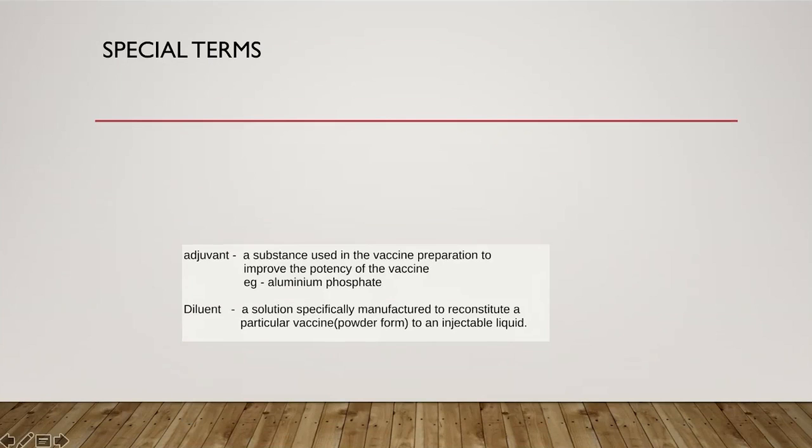Then what are adjuvants and what are diluents? An adjuvant is a substance used in the vaccine preparation to improve the potency of the vaccine. Right? The common adjuvant used is aluminum phosphate, and it will increase the potency of the vaccine. A diluent, on the other hand, is a solution specifically manufactured to reconstitute a particular vaccine which comes in a powder form. Okay, so when you reconstitute it using a diluent, the powder form vaccine will become an injectable liquid.